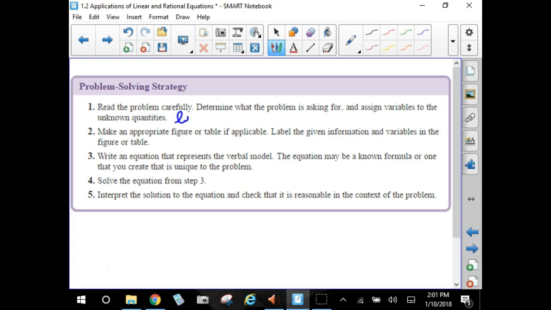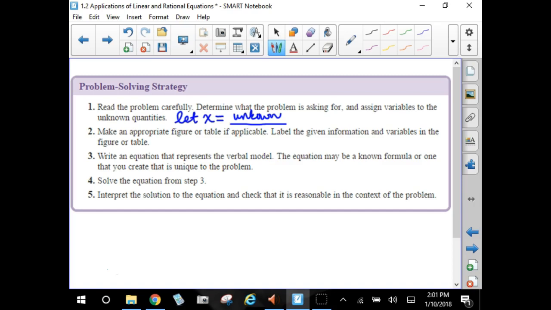You want to write a little statement along here that'll say something like, let x be equal to whatever it is you're trying to find, the unknown value. You want to draw some type of graphic organizer. Maybe it's a picture or a table, and label the given information and also label the variables in your picture.